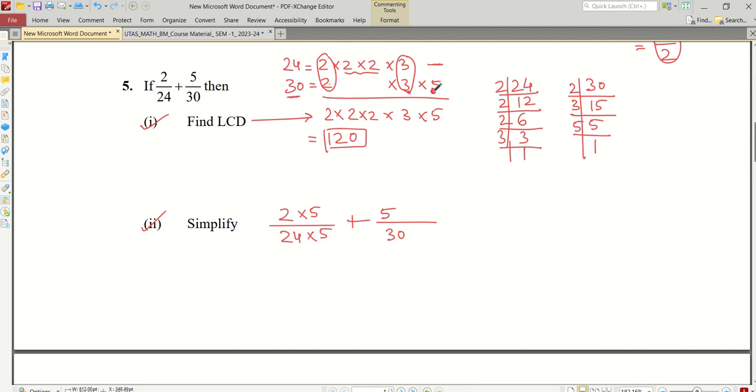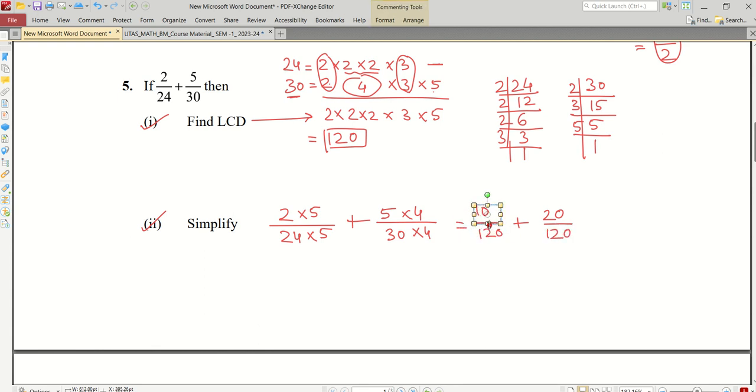This number is here, this is here, this is here. But these two numbers are not here. 2 times 2 is 4, so we will multiply by 4 here. Now simplify this. 2 times 5 is 10, divided by 24 times 5, which comes to 120. You can multiply: 5 times 4 is 20 over 30 times 4, which is 120.